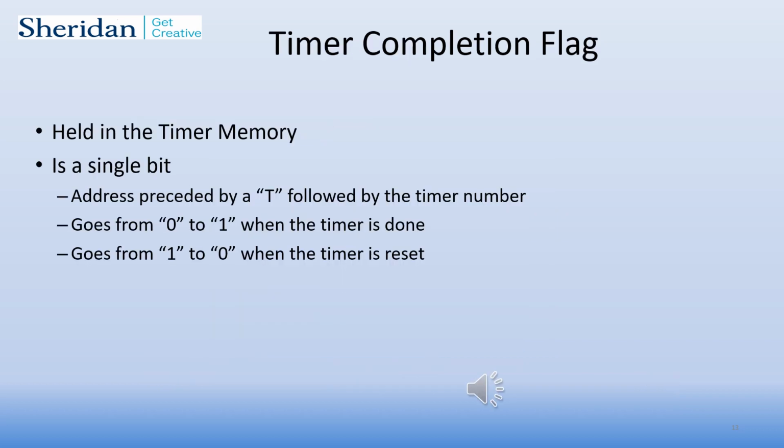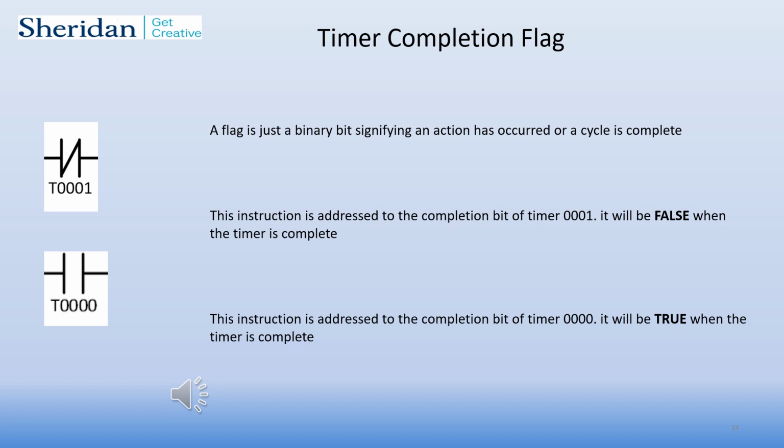The completion flag of a TIM-HH timer is held in timer memory. It's a single bit. When the timer is complete, it goes to a 1, and when the timer is reset or not complete, the value of the completion flag is actually a 0. The flag is just a bit that signifies that an action or a cycle has been completed.